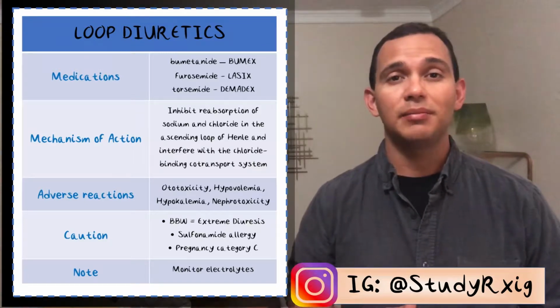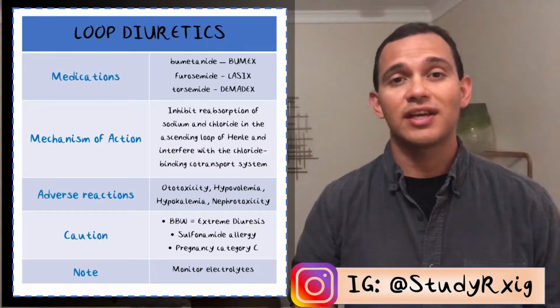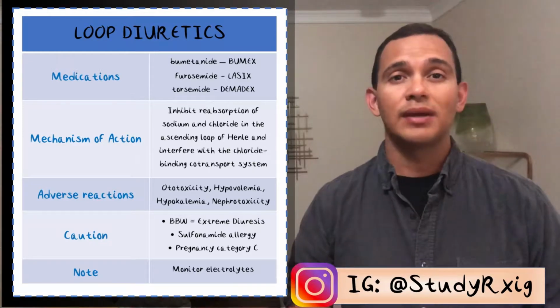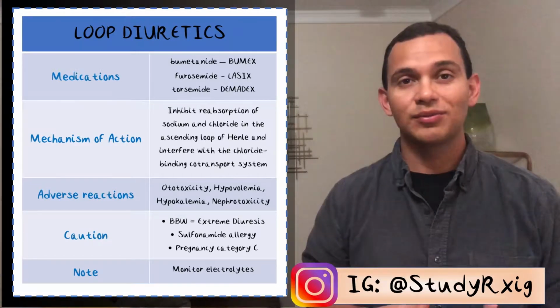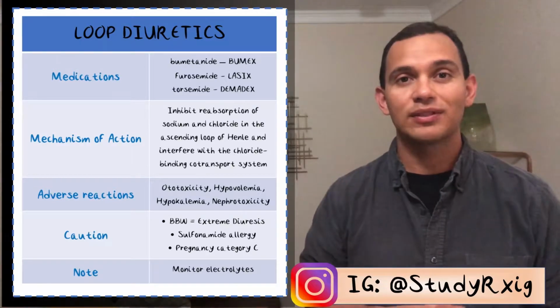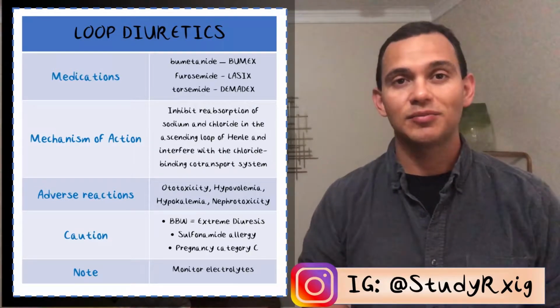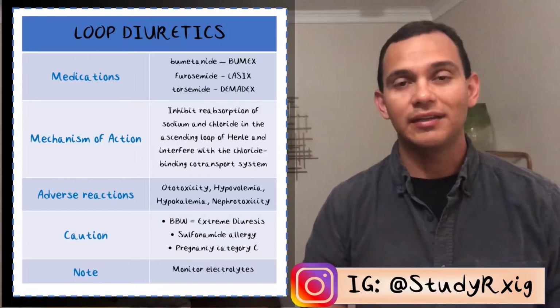They may include immediate dermatologic reactions such as Stevens-Johnson syndrome. Loop diuretics are labeled as pregnancy category C medications. With all diuretics, we need to monitor electrolytes very closely, especially the serum potassium, and renal function like BUN and creatinine.